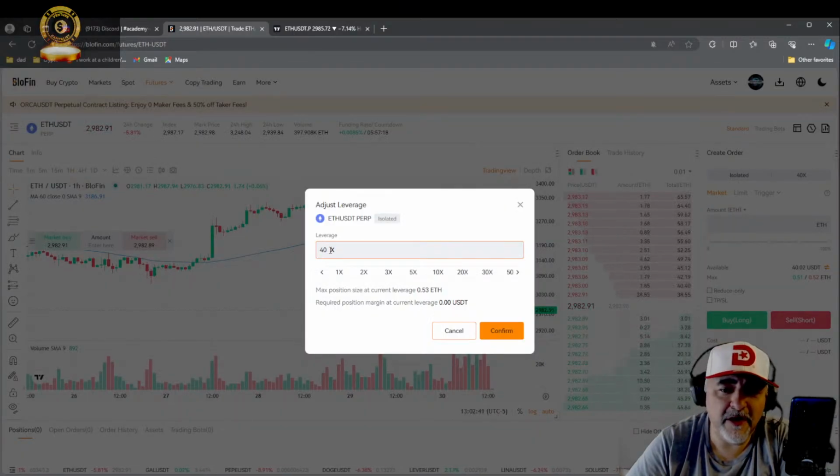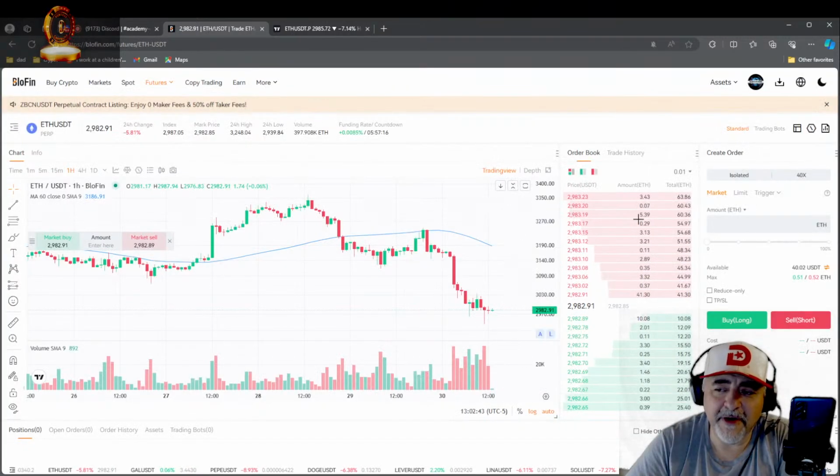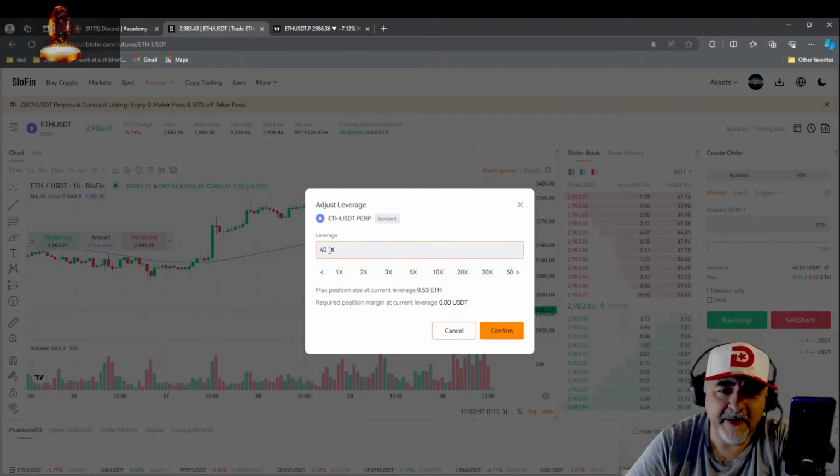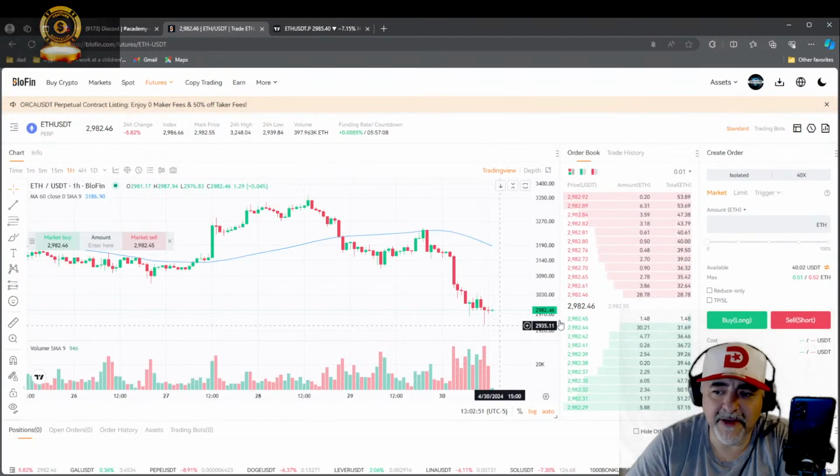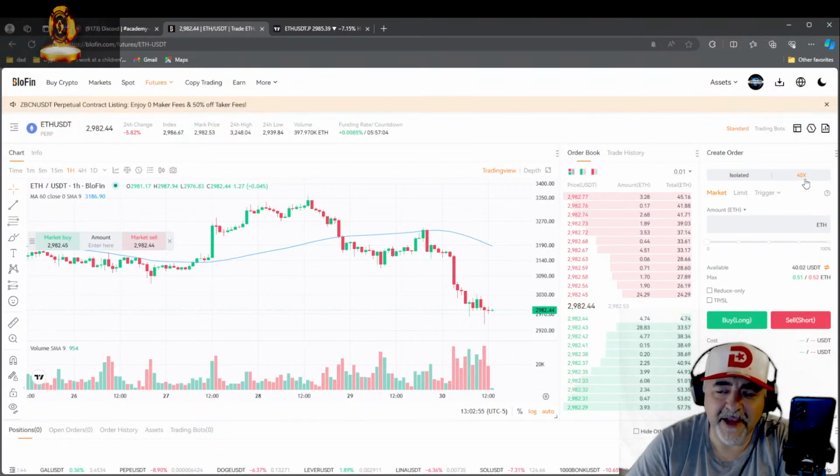All I did was click on my isolated leverage, to the right of that. You see how I put 40 there? I just put 40 instead of that. Then boom, I can see that it's confirming it because you can see isolated 40x.